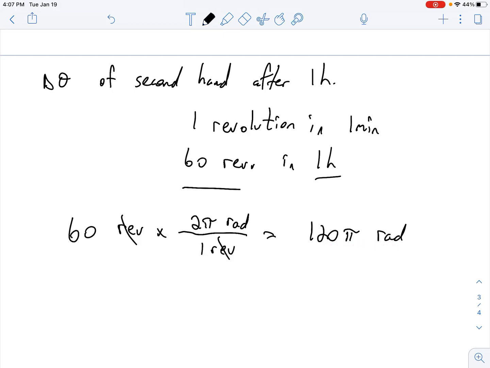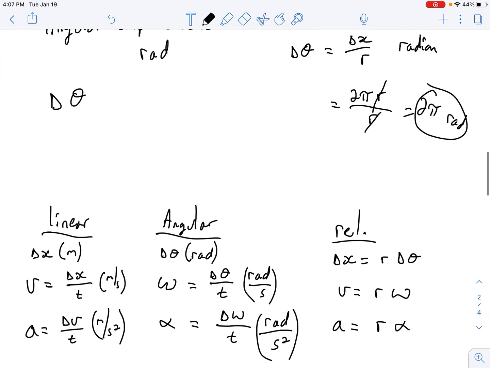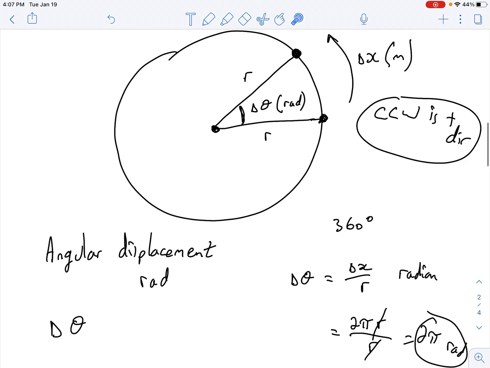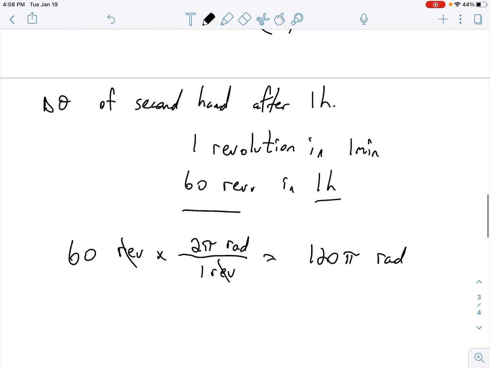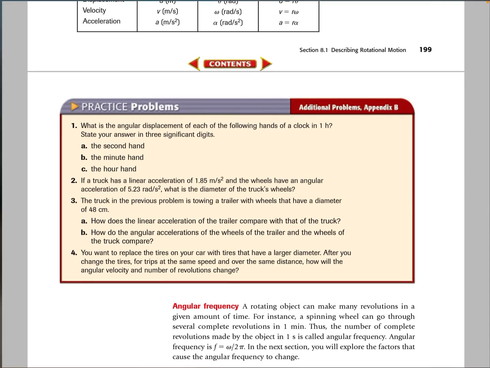Problem is, that's actually not correct. We forgot a very important detail. The second hand is going clockwise. Clockwise is not the positive direction. So we have to remember that as a vector, the second hand goes clockwise, so it's negative 120 pi radians. Alright, cool.